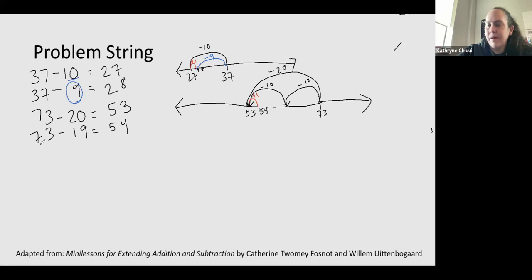All right, last problem, 63 minus 28. And as you're thinking about this problem, I want you to think about, is there anything from what we've already done that can help you think about this problem? Great, hit send if you've typed your answer into the chat.